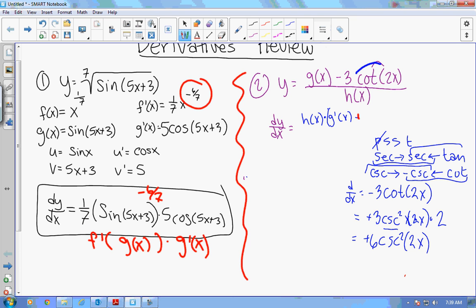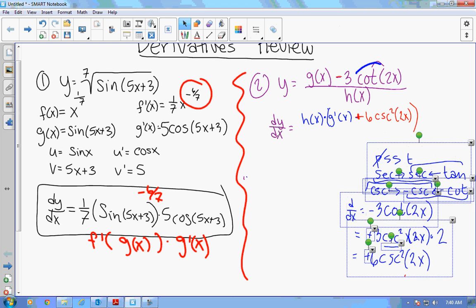Wait, why was it negative 3? Because it's negative here. Oh, you took the negative. Okay, I took the negative. Yeah, you can use the negative later, or I usually just use it with the problem. Okay, so plus 6 cosecant squared of 2x. Make sure that's a 2x, not just x. I'm going to take all of this and move it down now.